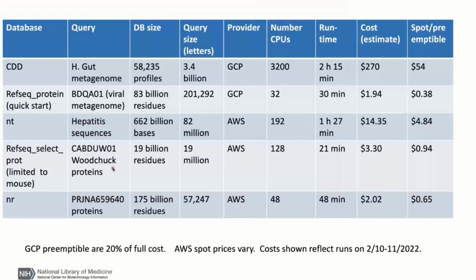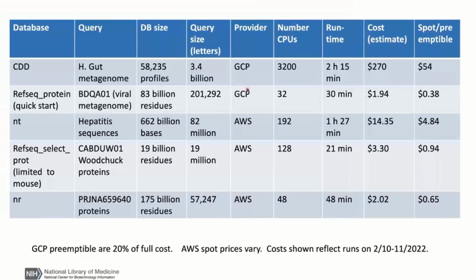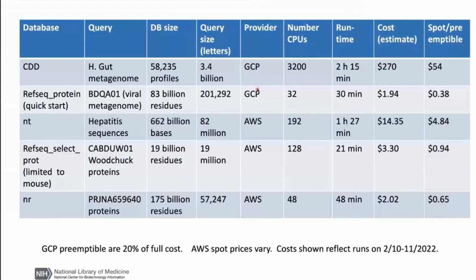I have searches done at both GCP and AWS. That's in the provider column here. I'm going to go through these rows, and we'll have a red diamond to the left of the row I'm discussing, like this for the top row.